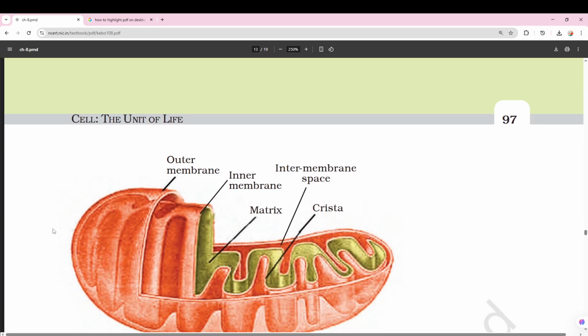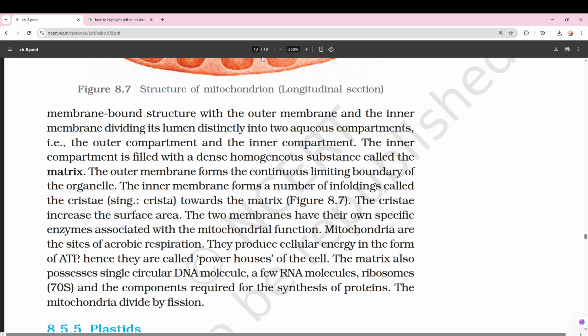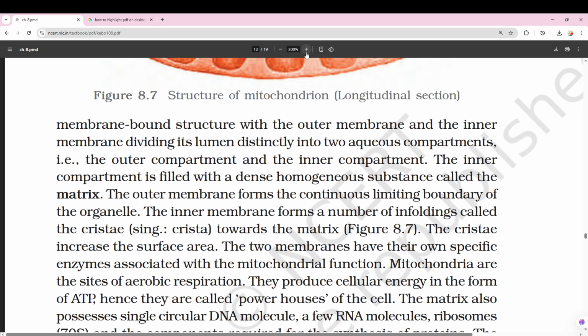Each mitochondrion is a double membrane bound structure with the outer membrane and the inner membrane dividing its lumen distinctively into two aqueous compartments, the outer and the inner compartment. The inner compartment is filled with a dense homogeneous substance called the matrix. The outer membrane forms the continuous limiting boundary of the organelle. The inner membrane forms a number of enfoldings called the cristae towards the matrix. The cristae increase the surface area.